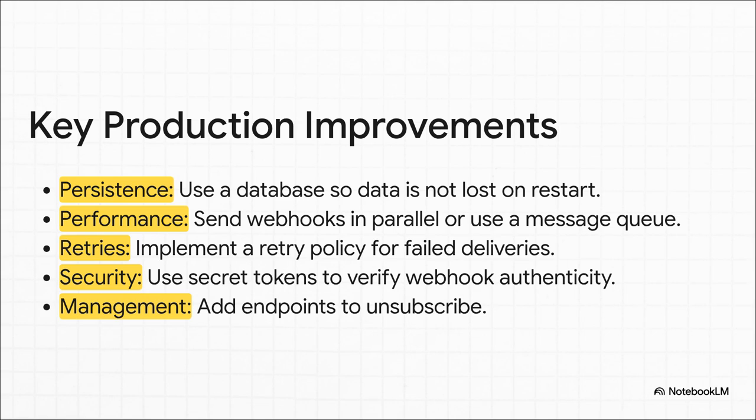Persistence is number 1. Our in-memory list gets wiped out on a restart, so a real database is absolutely essential. Performance becomes critical when you have lots of subscribers, so you look into using a message queue to handle dispatching without blocking your main app. And you absolutely cannot go to production without thinking about retries for failed deliveries and real security, like using secret tokens so you can verify that the webhooks you're sending are authentic. These are pretty much non-negotiable for a production-grade system.